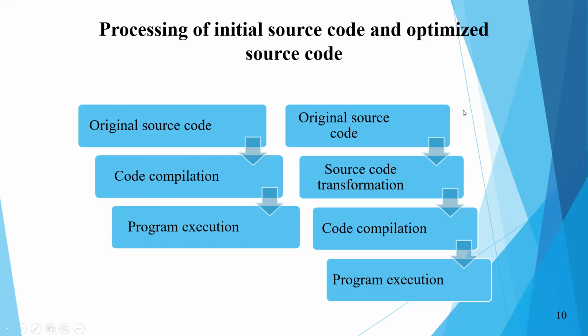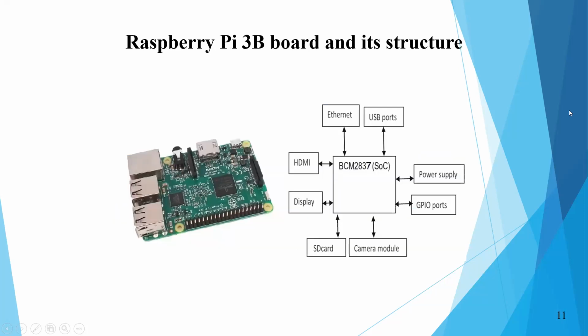While in optimization, we have another thing to do. This is source code transformation. So after original code, we have some optimized code, and then we do again some compilation and program execution. On which stage we can also measure execution time. So what we've done to discover it, we took Raspberry Pi.